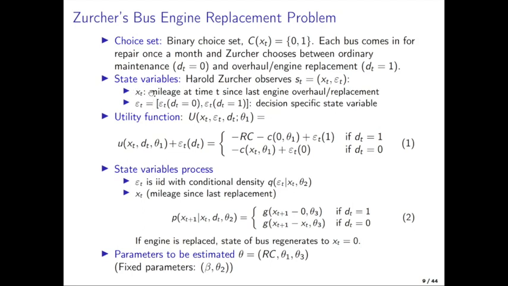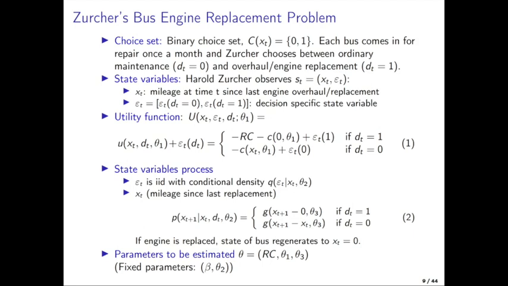This is when we go and try to estimate this model, this is what we have data on. This is an observed state variable. Now, what will be very important later is this distinction between what is observed and what is not observed. And epsilon, that is what we'll call an unobserved state variable. Okay, so it's unobserved to us as researchers, but Zurcher, he observed it when he makes a decision.